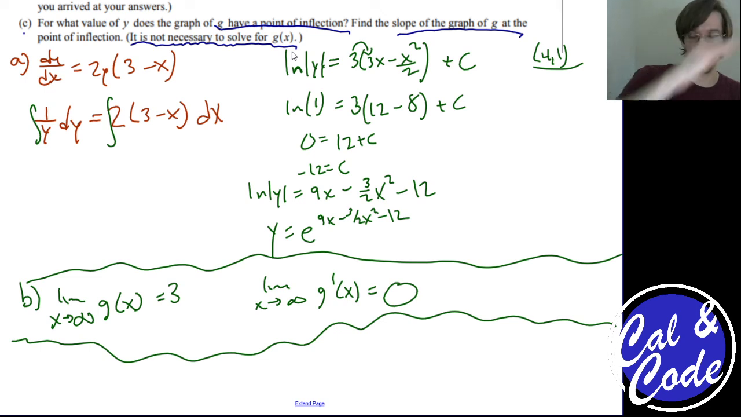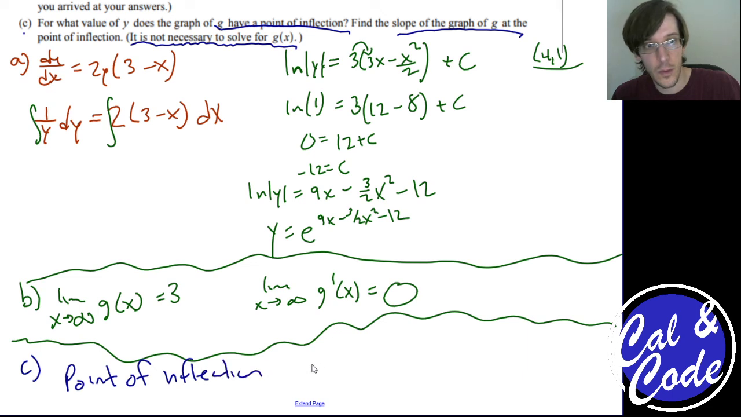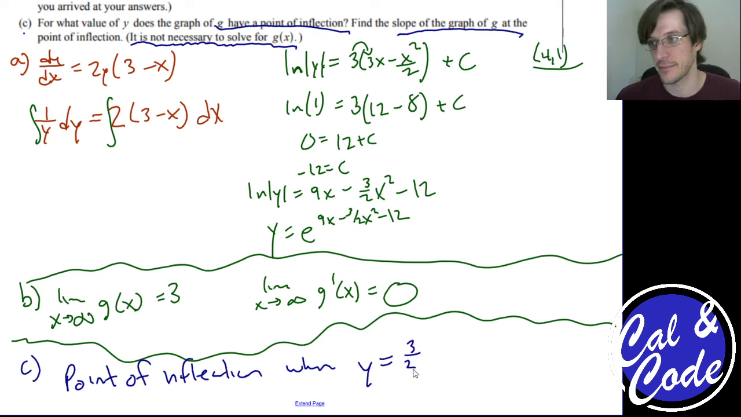It's that point where we go from being concave up, our rates are increasing, to being concave down, our rates are decreasing. So that's at that point that we've talked about before as the point where we're at half of our carrying capacity. Our carrying capacity we determined earlier was 3, so we have a point of inflection when y is equal to half of that.